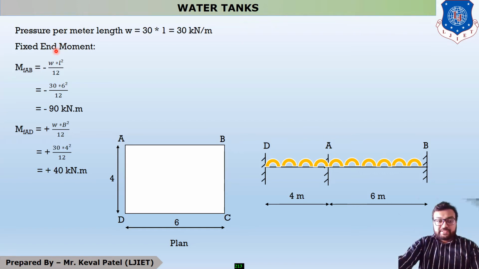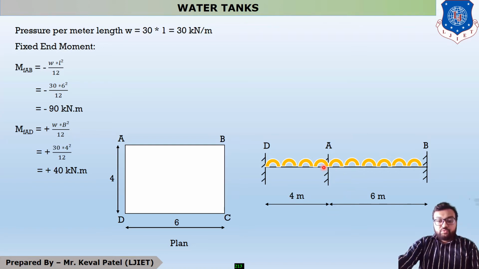So our fixed end moment for A, so MFAB. Now you all know that if we are moving from the away side, the equation is minus WL square by 12. Now what is the value of W? The value of W is 30. L means 6, divided by 12. So we will get our answer minus 90 kilonewton into meter.